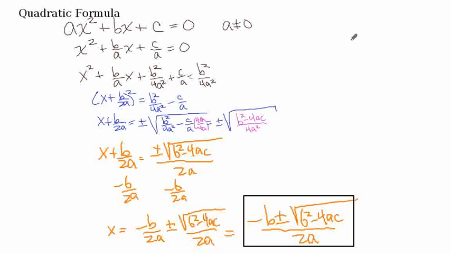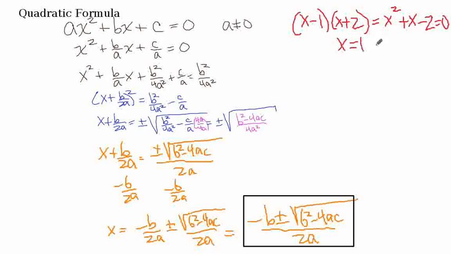Now, let's use our new formula. Let's see if it actually works. Let's take a really easy quadratic that we already know the answer to. So, x minus 1 times x plus 2. That's equal to x squared plus x minus 2. Let's say that that was also equal to 0. Now, bear with me. Pretend that you didn't know that the solution to that quadratic was x equals 1 or x equals minus 2.